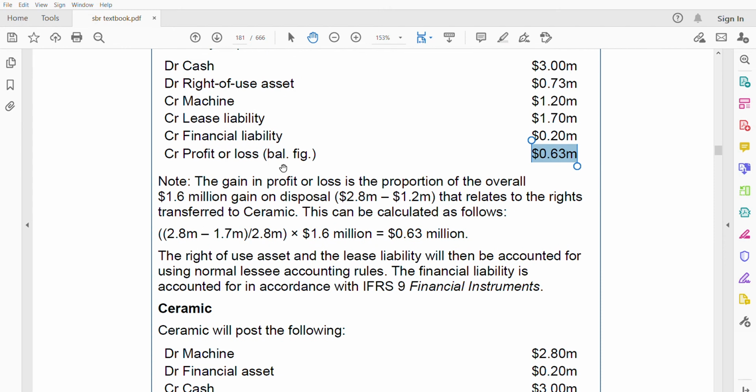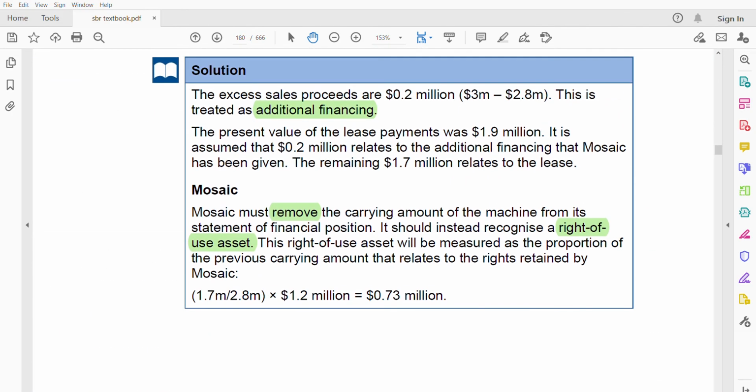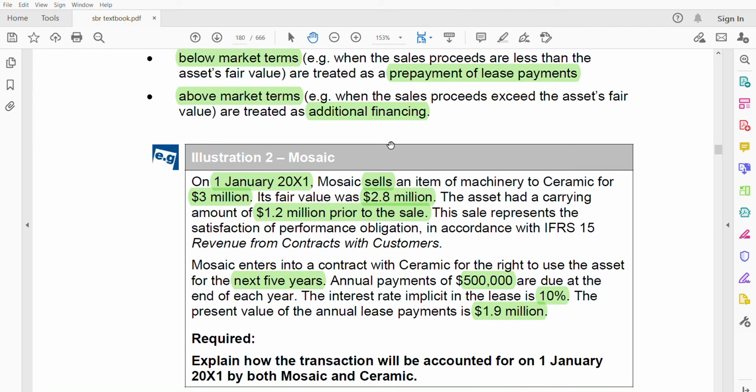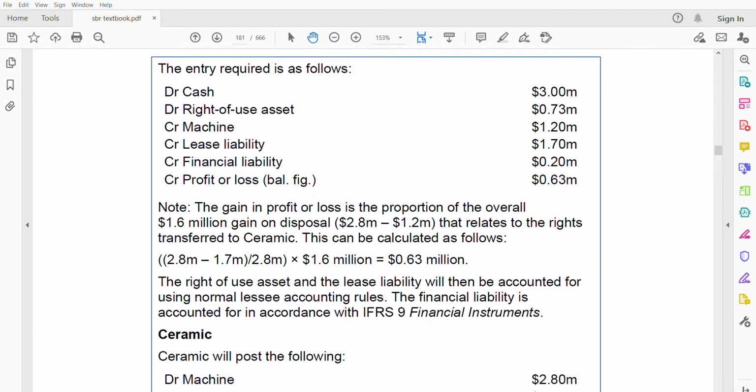Note, the gain in profit or loss is the proportion of the overall 1.6 million gain on disposal. If you see this gain 0.6, it is in proportion of the overall 1.6 million gain on disposal. How 1.6? Fair value was 2.8, out of that you need to remove 1.2. So 2.8 minus 1.2 is 1.6.